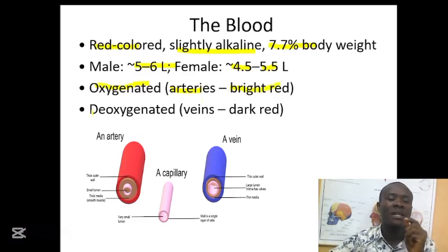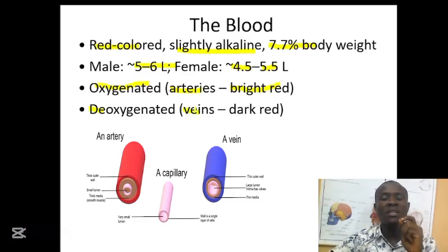And we have the deoxygenated blood. De means to remove. So in this case, the oxygen has been removed and used by the body cells. Since this one lacks oxygen, it is called deoxygenated. That means the oxygen has been removed from it. And the deoxygenated blood is being carried mainly in the veins, except one vein that is carrying oxygenated blood, that is the pulmonary vein.